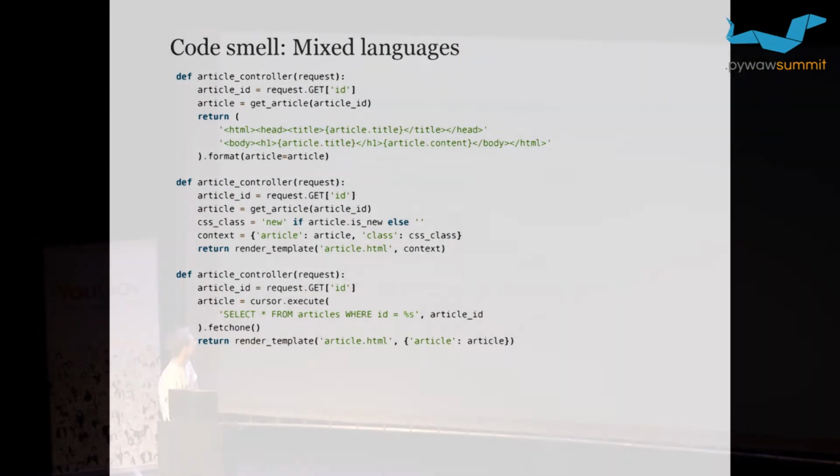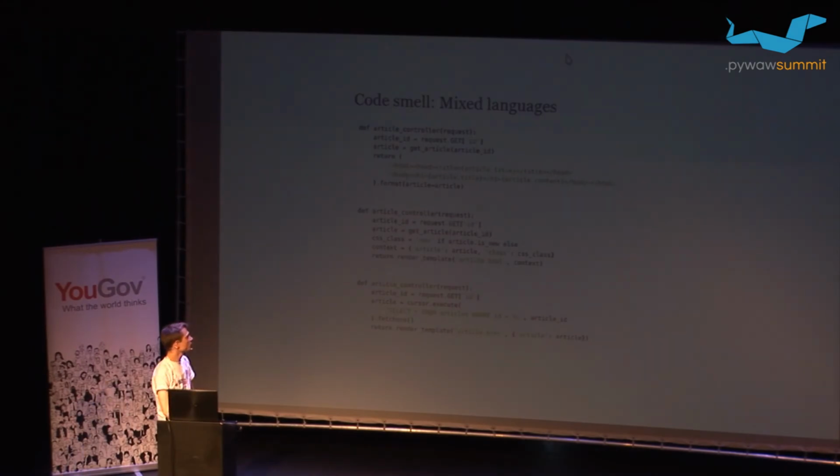And finally, we have a code smell. We have some functions, all of them doing the same thing, but they mix different languages in one code. So in the first example, we mix Python with HTML. We have an article controller which gets an article from database, and then it displays it as an HTML document. But it should not be responsible for how we build the HTML. We should have it in a separate layer, in a template probably.